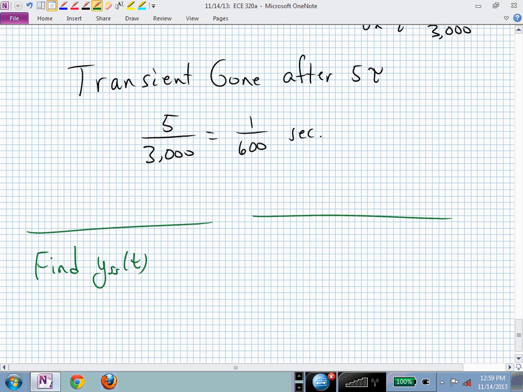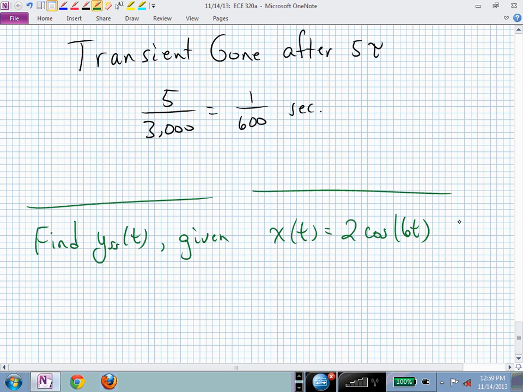Find the sinusoidal steady state y given the following information. Suppose somebody says, I'm going to give you an input that's 2 times the cosine of 6t, and the system that that input is being applied to actually has a transfer function H of s of 30, s plus 1 over s plus 10.